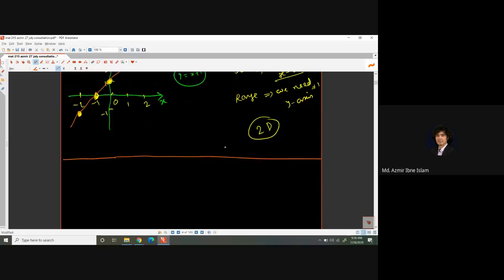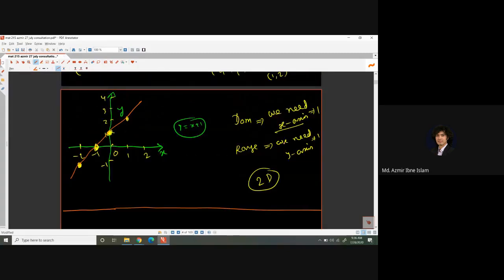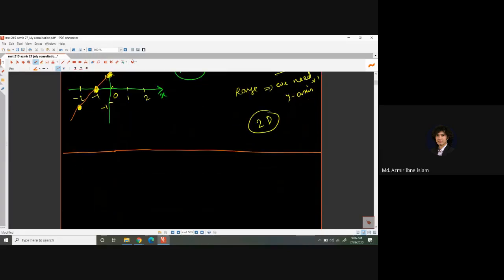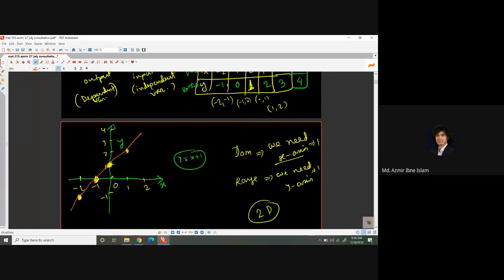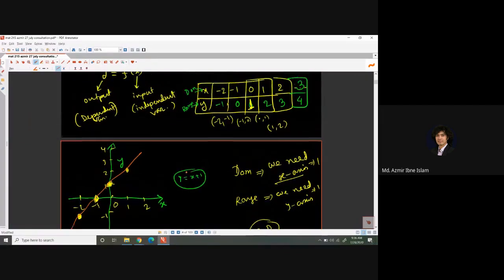So be sure that for a real valued function we need two dimensions. That is, the x-axis is acting as the first dimension, that is the domain, and the y-axis is the range. We can also represent this domain and range this way. You will understand now what I am saying.